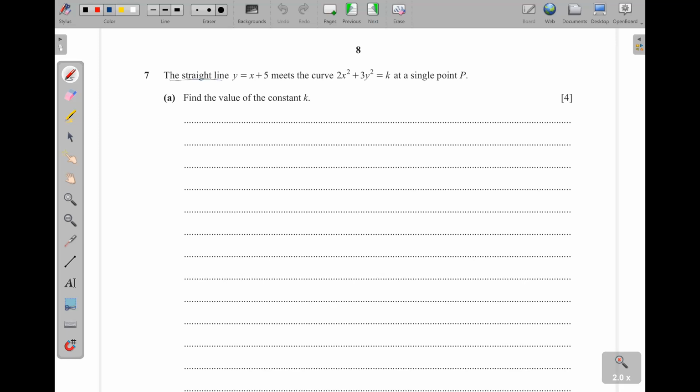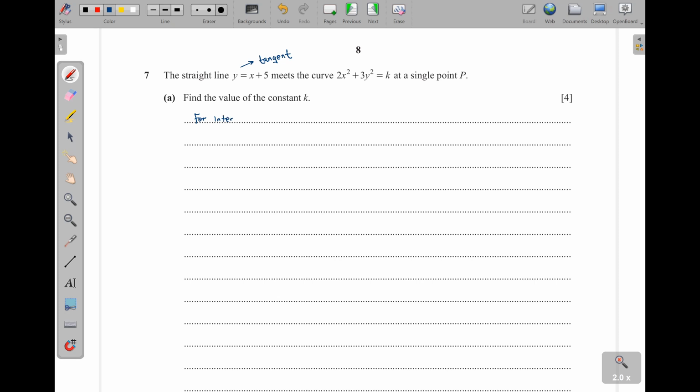Question 7. The straight line y is equal to x plus 5 meets the curve, this one here, at a single point. This simply implies that this one here is a tangent. The straight line is a tangent because it is the one that meets the curve at only one point. Now, for intersection of these two, they are telling us to find the value of constant k.